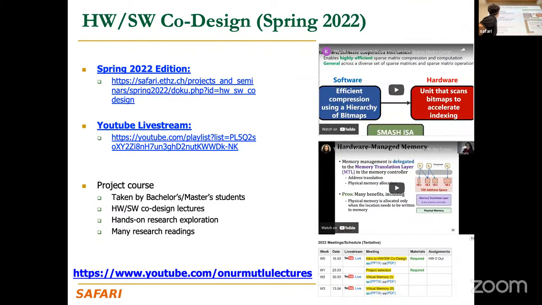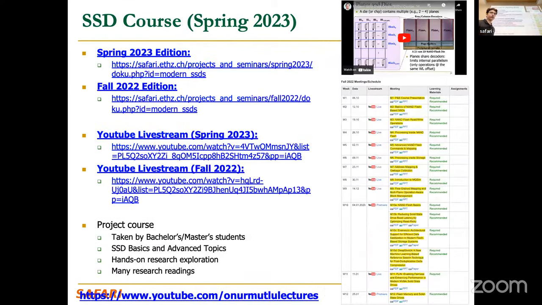One more, this one is hardware-software co-design. We are already talking about hardware-software co-design today. This one is focused on that. There is an emphasis on virtual memory systems as well, or this other one, which is about storage systems and SSDs.